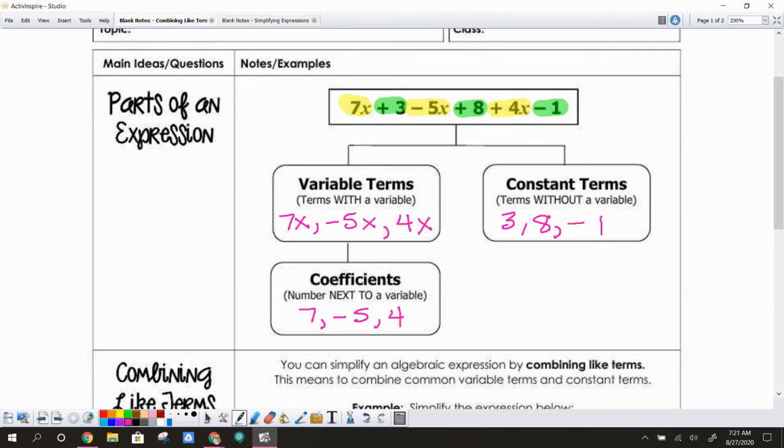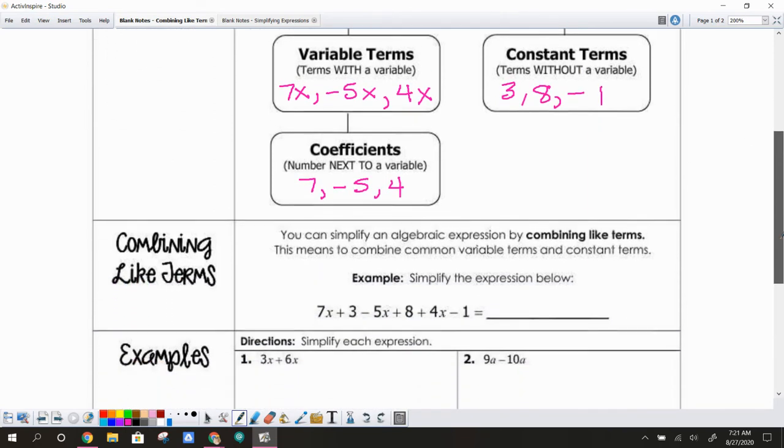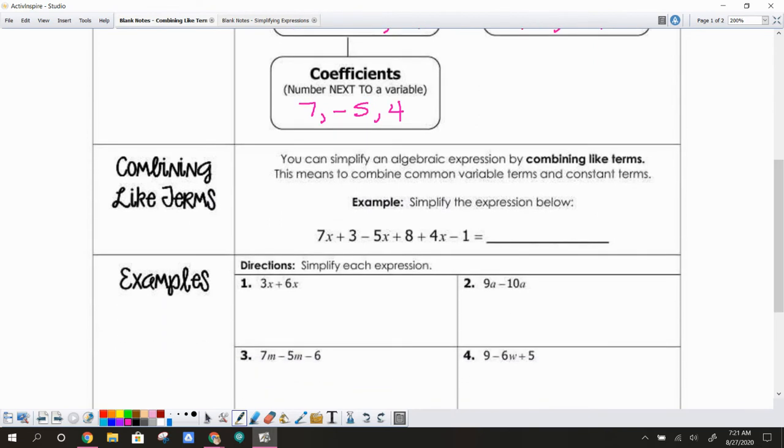Okay, so when we combine like terms, you can simplify an algebraic expression by combining like terms, which means just to combine the common variable terms and the constant terms. So if they share a variable, you can combine them. If they don't have a variable, you can combine them. You cannot combine numbers with variables and without them, or you cannot combine them if the variables are different.